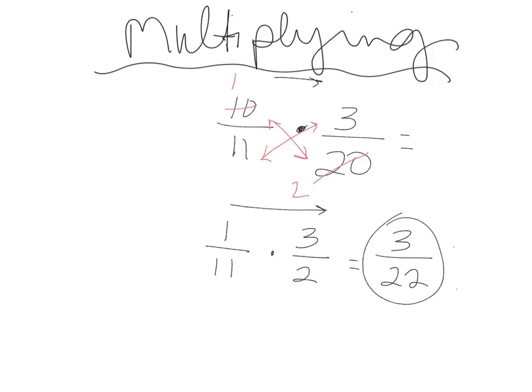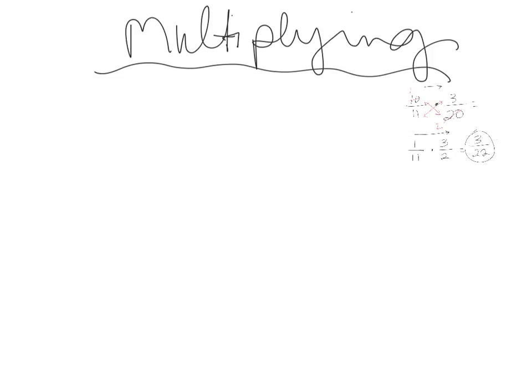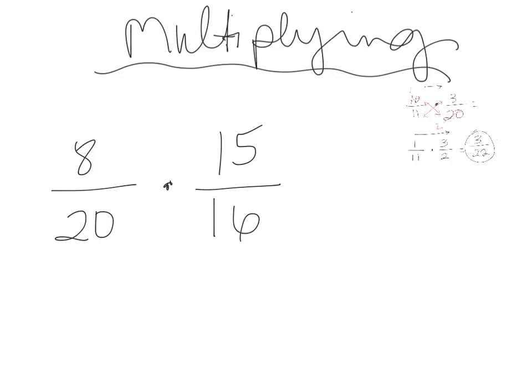Okay, let's do one more example of multiplying because that is just too easy. Let's say you've got 8/20 times 15/16. Like I said, you have your option. You can just dive right in and start multiplying straight across, or you can look to see if you can reduce these fractions before you begin multiplying. Let's look across from each other here. 8 and 16. Is there anything that goes into both 8 and 16? Yes, there is. 8. 8 goes into itself once and into 16 twice.